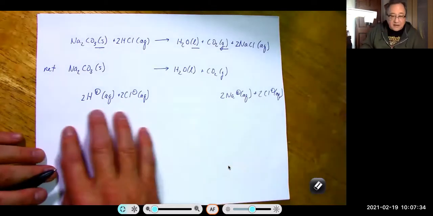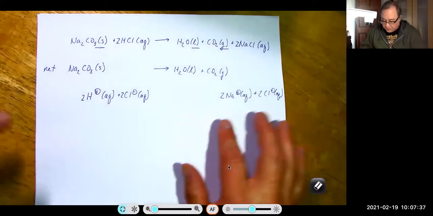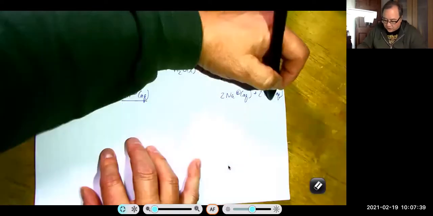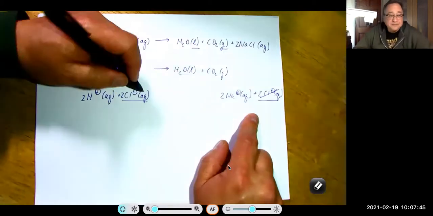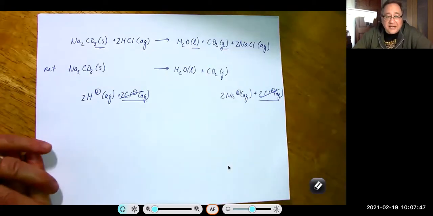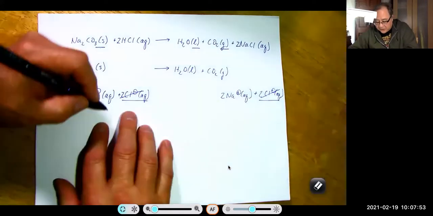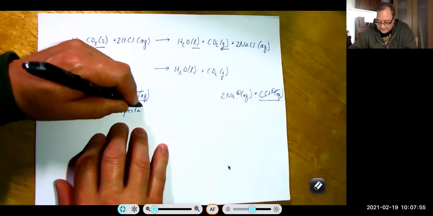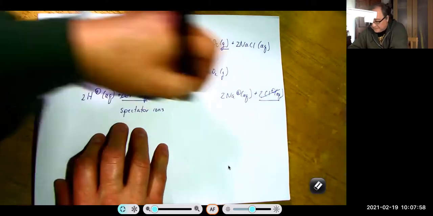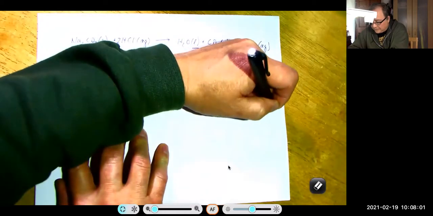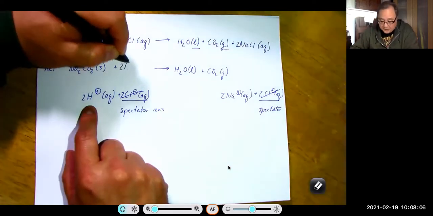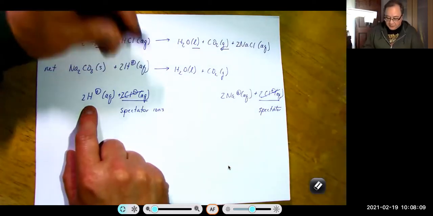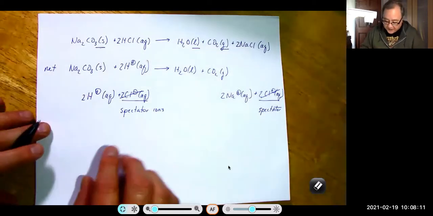So when we write these out here, what do you do with them? Well, if there's anything that is identical, it doesn't belong in your net ionic, because the net ionic is only for those things that change, not for those things that do not change. These things that do not change are called spectator ions. And so these 2 H's, H pluses, I should say, belong in your net. And when we put them in here, you can see that this is balanced.